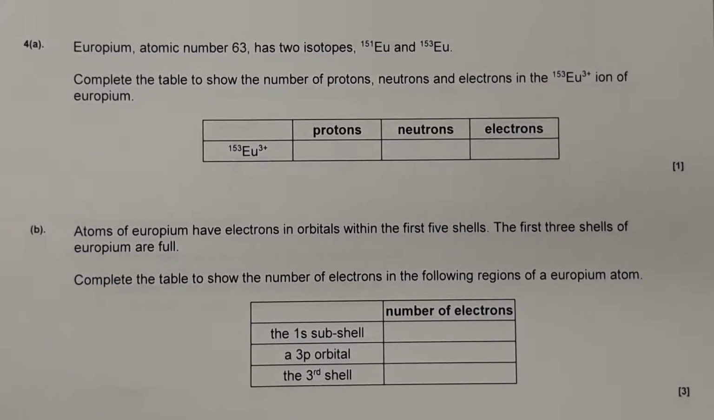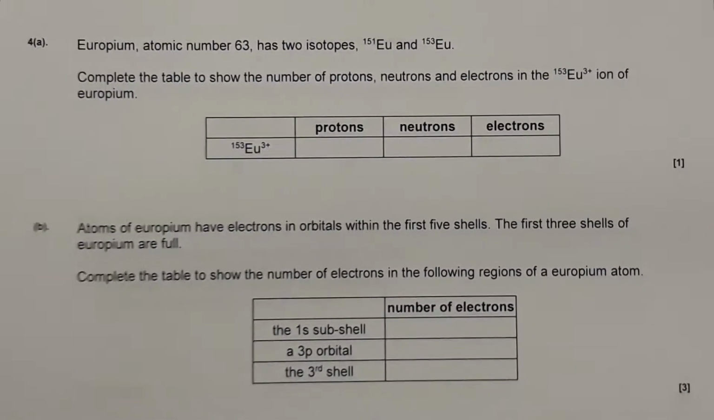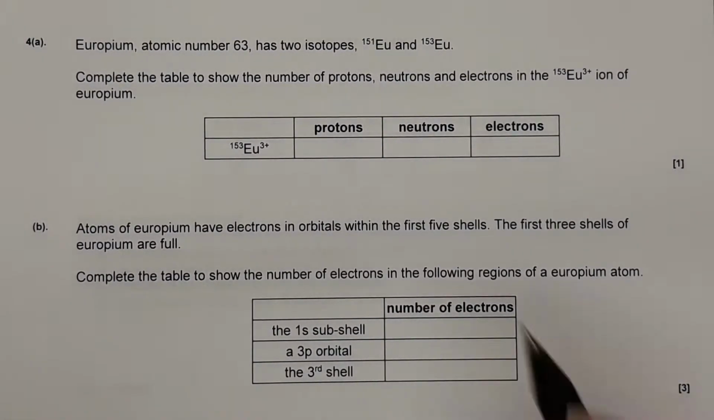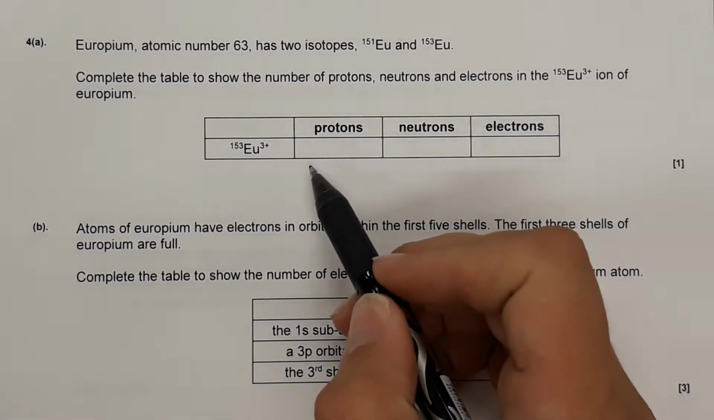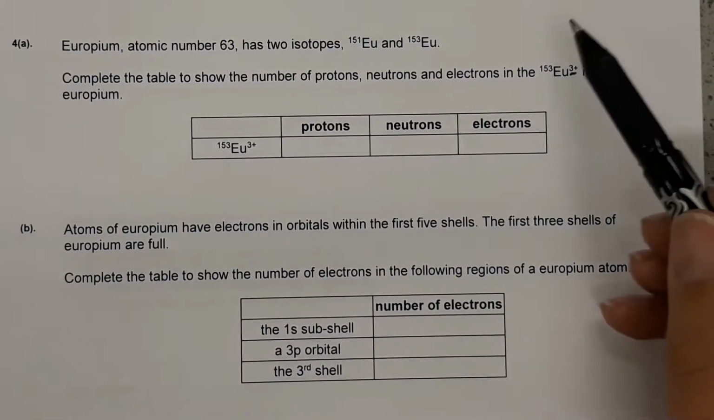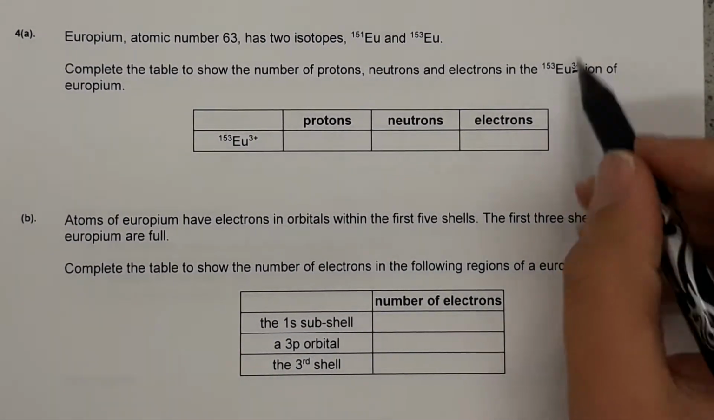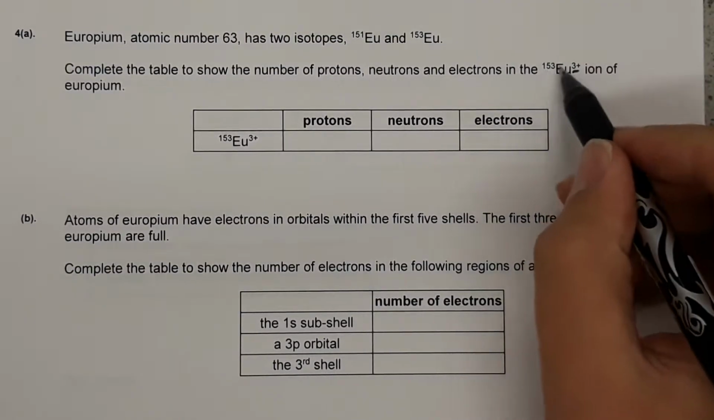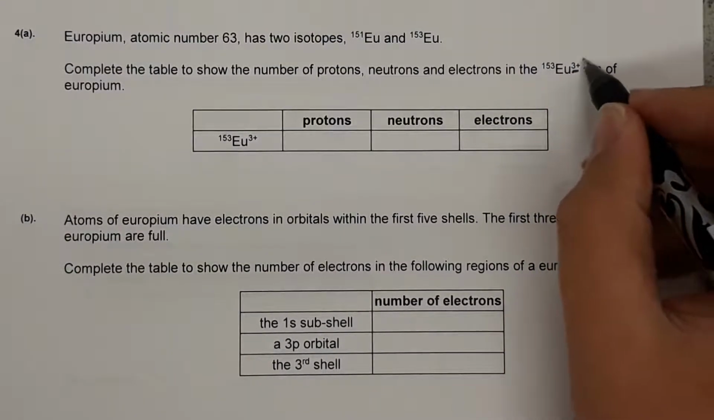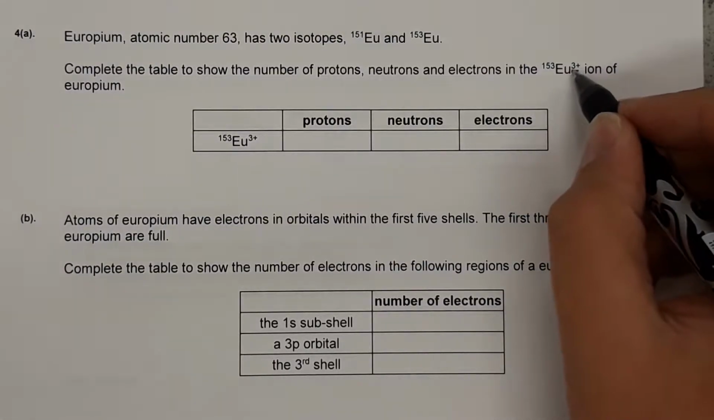Question 4. Europium, atomic number 63, has two isotopes, europium-151 and europium-153. Complete the table to show the number of protons, neutrons, and electrons in the europium-153 3+ ion. So similar situations to the previous question. You've got an atomic number and the atomic mass of the isotope, and you can see it's a 3+ ion, which means this particle would have lost 3 electrons.